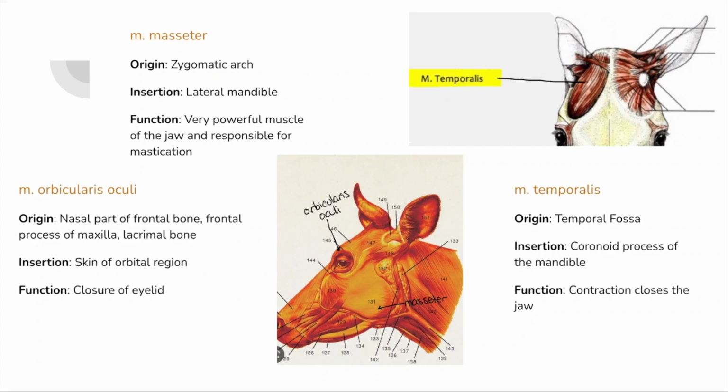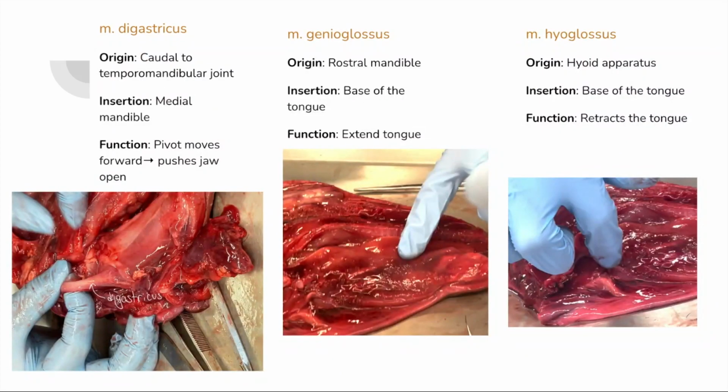And then there's the temporal muscle, which originates at the temporal fossa and inserts at the coronoid process of the mandible, and its function is to close the jaw. Then there's the digastricus muscle, and it originates caudal to the temporomandibular joint and inserts medial to the mandible, and its function is to push the jaw open.